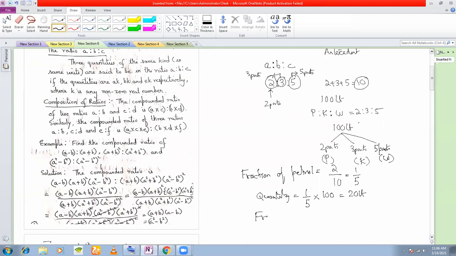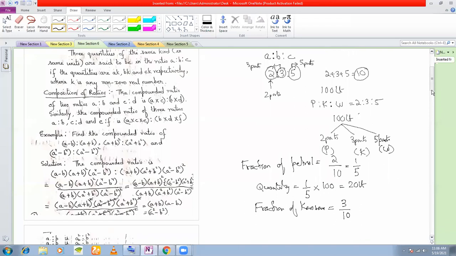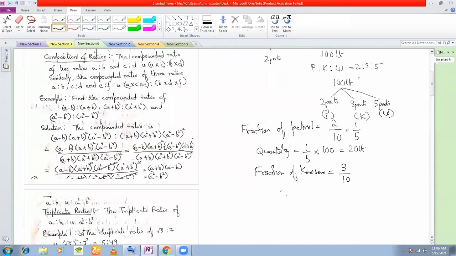Similarly, fraction of kerosene, you have 3 parts kerosene divided by 10 parts total. So therefore, what should be the quantity? This fraction into the total quantity, which is 30 liters.